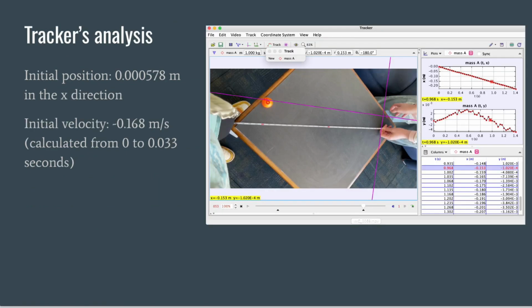Based on where I set my axes, my initial position was found to be 0.578 millimeters to the left in the x direction. The initial velocity was also found to be negative 0.168 meters per second to the left, which was calculated from 1/30th of a second, which is the change in time of each frame in the video.